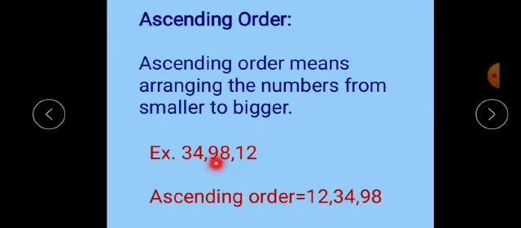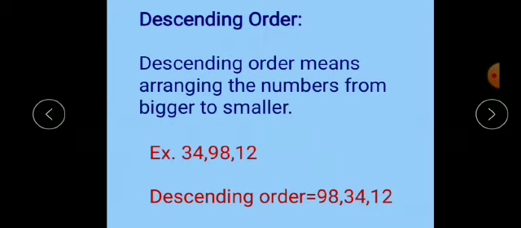Among 34 and 98, the 3 is the smaller one. So that's why the number 34 is the smaller. So after 12, we will write 34 and at last we will write 98. So ascending order of the numbers is 12, 34, 98. And children, while writing in your copy, you have to give commas in between two numbers. Okay. Now second term is descending order.